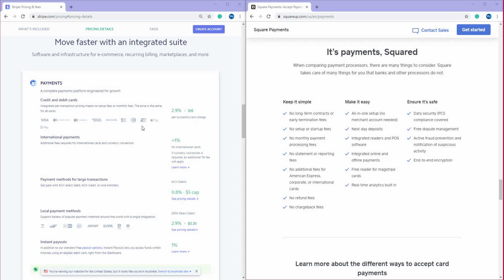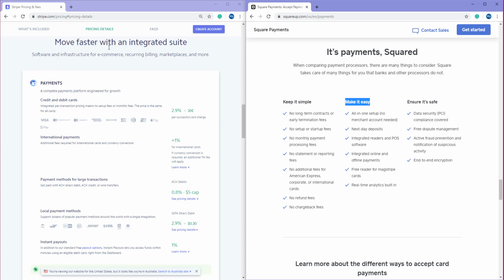When talking about the ease of use, if you aren't a developer, you may find that Square is much easier to use. Even one of their points states, make it easy. They take a simple approach so that anyone can start up an online business and start selling products either in-store or from their website. If you decide to use Square, you will need to have third-party software such as WooCommerce to allow you to accept Square payments.